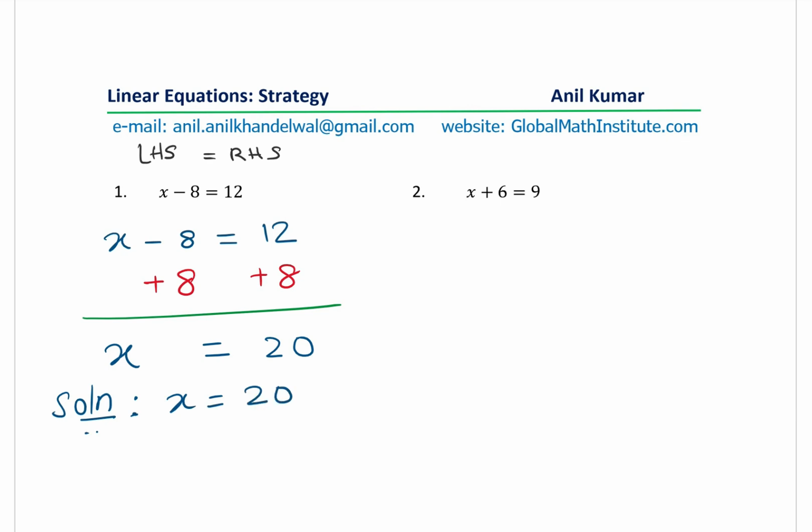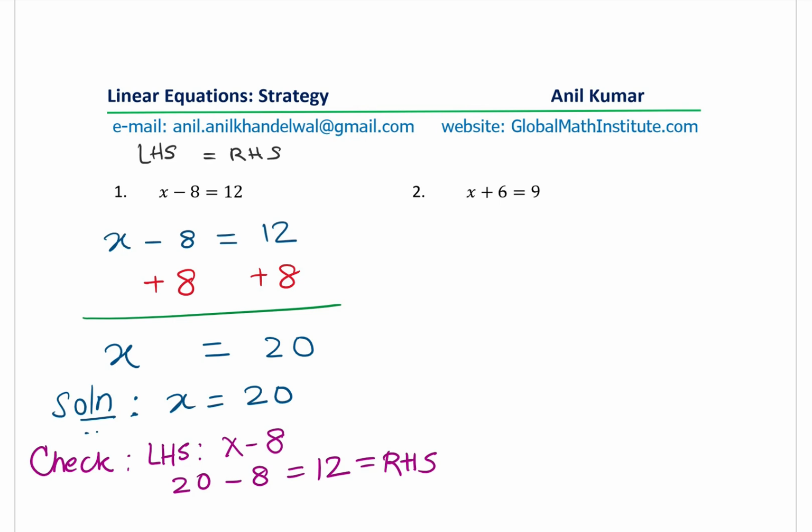And now the next portion is to check. So when you want to check, you say, well, on the left hand side, what do we have? On the left hand side, we have x minus 8. So instead of x, if I write 20 and do 20 minus 8, I do get 12, and that is equal to right hand side. So we have checked that it is correct. Is that clear to you? So that means x equals to 20 is the correct solution. Perfect. Let's apply the same method in the next question.